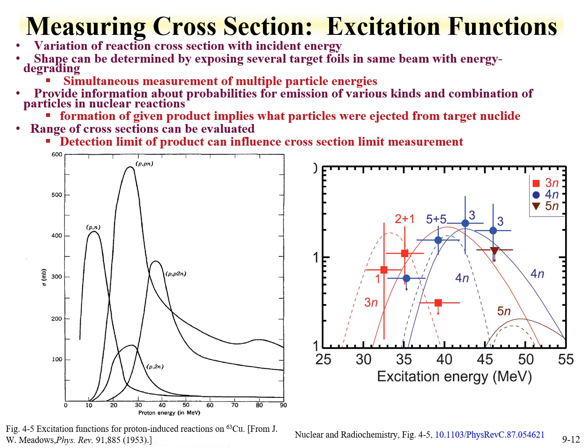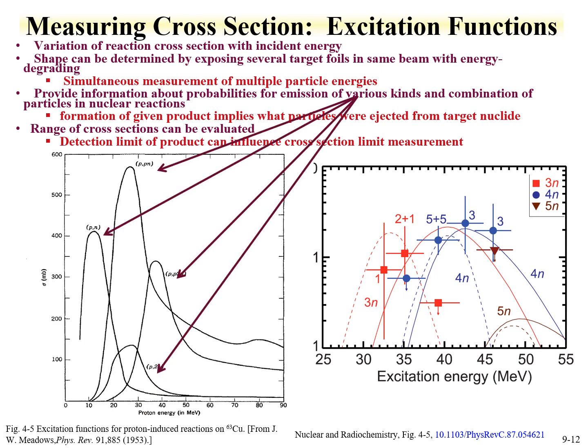We see that if we hit copper-63 with a proton, the products that come out could be a neutron, proton-neutron, proton-2-neutron, or 2 neutrons. So if we perform a reaction and we have information about the products, we can get cross-sectional data by looking at the change of the product concentration as a function of energy.